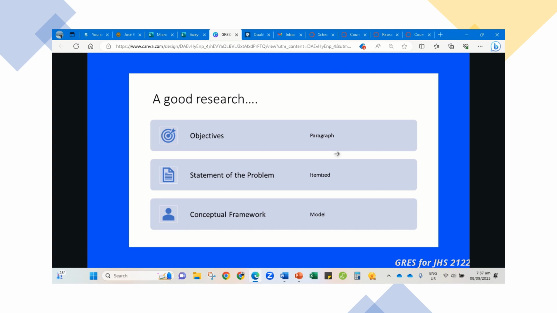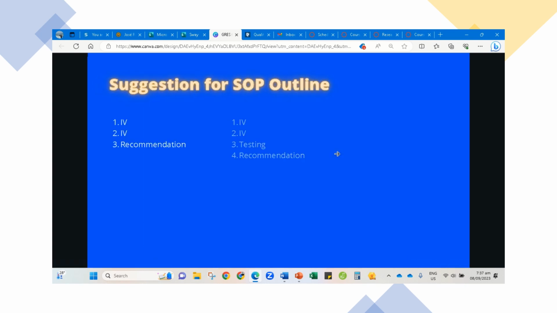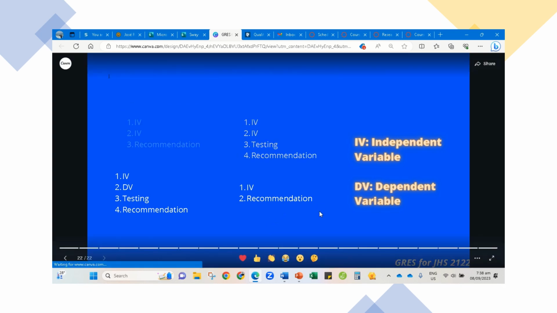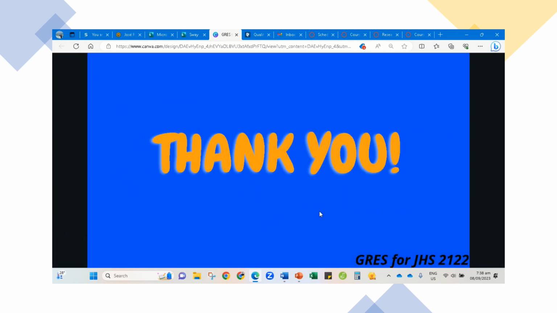An objective is in paragraph form. Statement of the problem is itemized in interrogative form. Conceptual framework is the model. So these are the suggestions when you look at an outline for your research. It could be two independent variables and then recommendation, independent variable, dependent variable, and then testing for quantitative and then recommendation, independent testing and then recommendation. Thank you very much for listening.